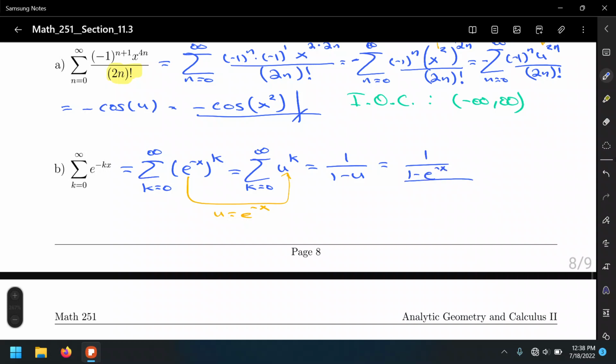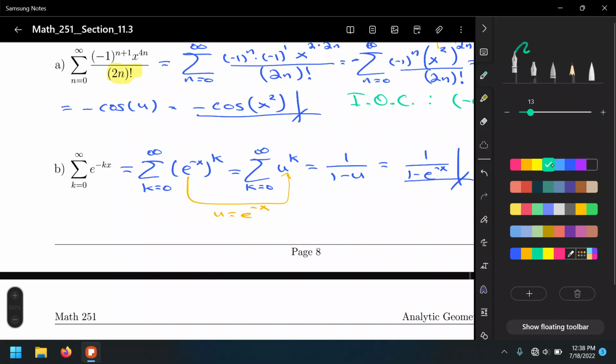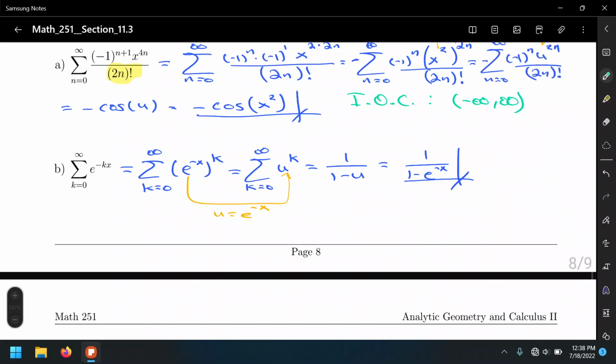Alright, and that's the function being represented by this power series. Now let's think about the radius of convergence, or rather the interval of convergence. So what we need to do is recall that for the geometric series, the interval of convergence, IOC for short, is when the absolute value of u is less than 1.